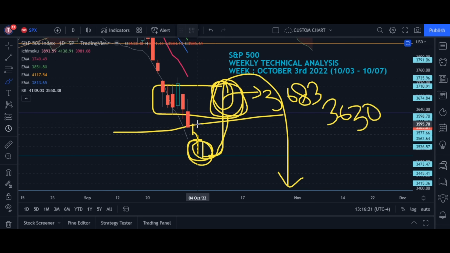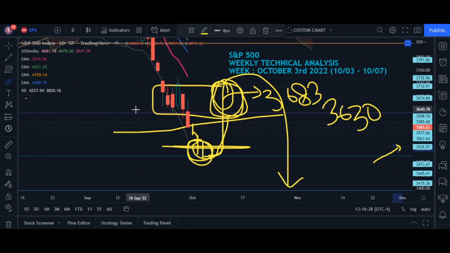So if the S&P 500 tries to hold, then it can come down, and most likely it can hold at this level. This is 3526 or 3525, simple. So it can hold at this.